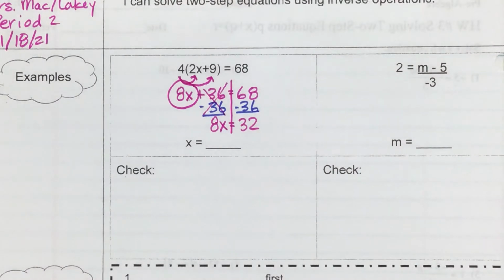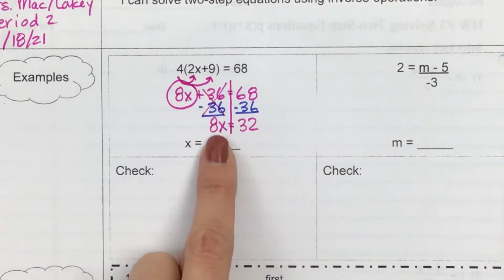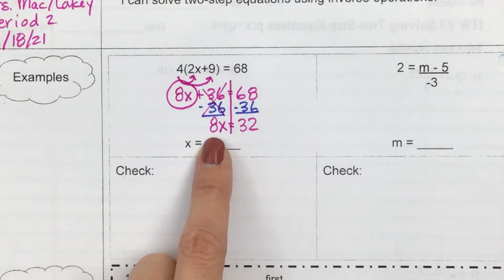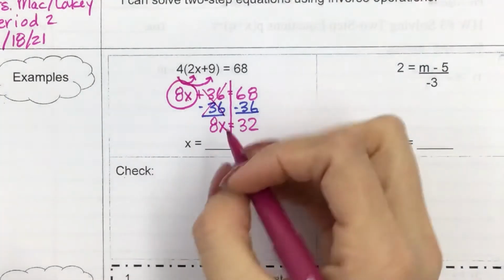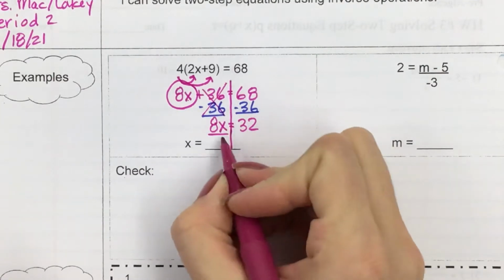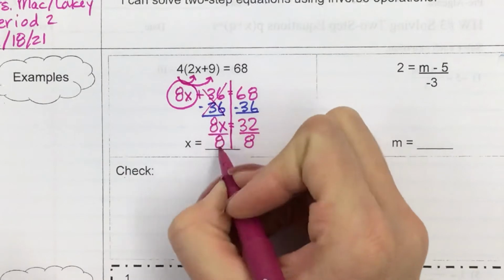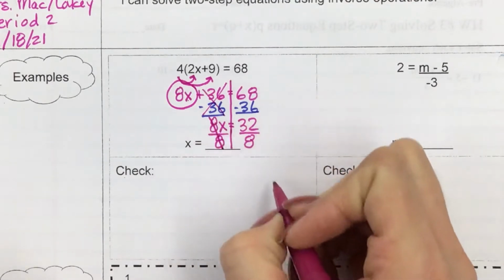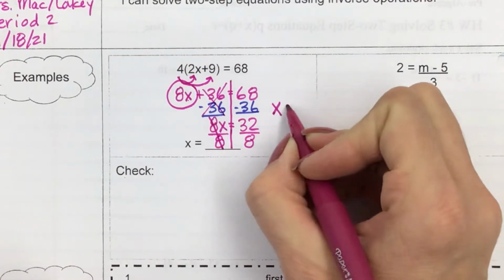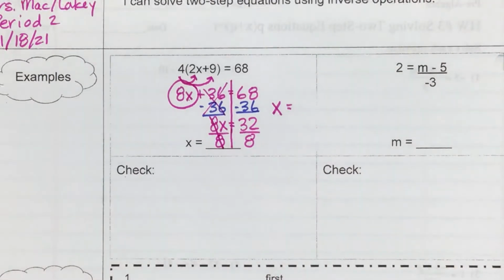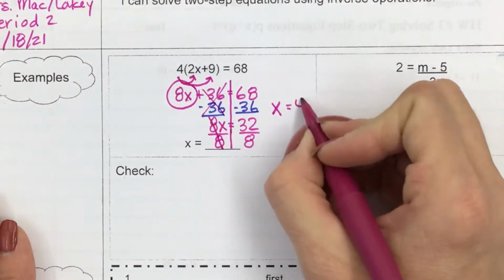Okay, now I'm going to look back at my variable here. It's being multiplied by 8. What's the opposite of multiplying by 8? Dividing. And what I do to one side, I have to do to the other. 8 divided by 8 is 1. So I'm just left with x. And what's 32 divided by 8? 4. Okay.